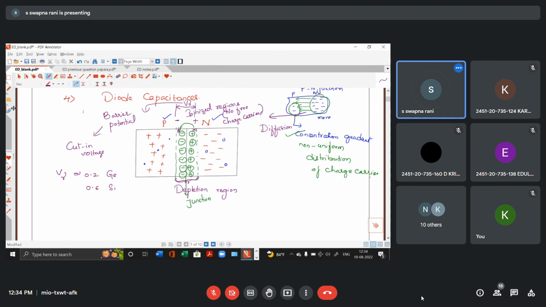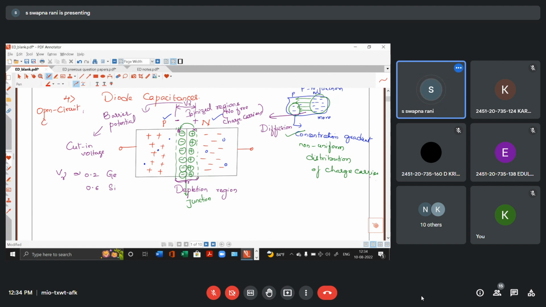So electrons continue to move from n to p. Observe carefully, we have not given any bias yet, neither forward bias nor reverse bias. So this is the case of open circuit. Open circuit means the terminals of the diode are left open and not connected to any external device.